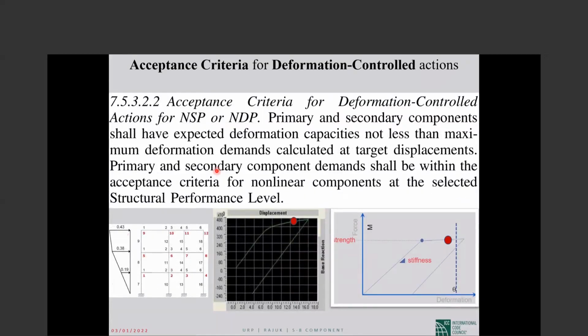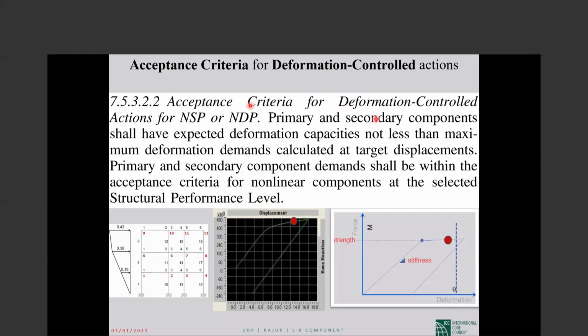So at this stage, we have the demands. We should decide whether it is acceptable or not. The idea should be this estimation under that level of earthquake, and we look at the building and evaluate that. Now we are evaluating: are they accepted for that performance level or not? For deformation control actions, both nonlinear static and nonlinear dynamic, what is the acceptance criteria?